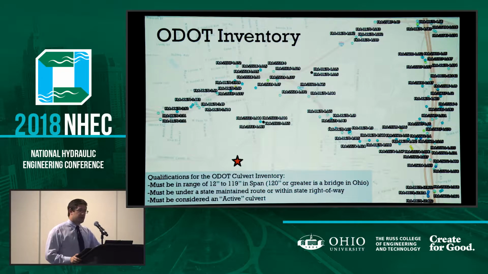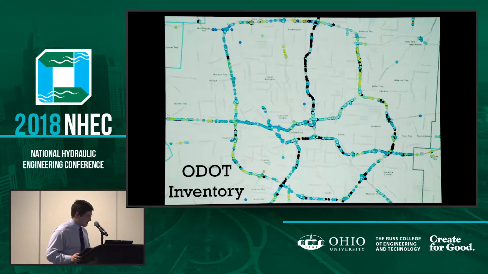So for a culvert to be in the ODOT inventory, it has to be from 12 to 119 inches in span. As soon as it's 120 inches, or 10 feet in Ohio, it's in our bridge inventory. The other things: it needs to be under a state maintained route or in the right of way, and it has to be an active culvert. We have retired culverts as well, but we don't do anything with those. They're retired.